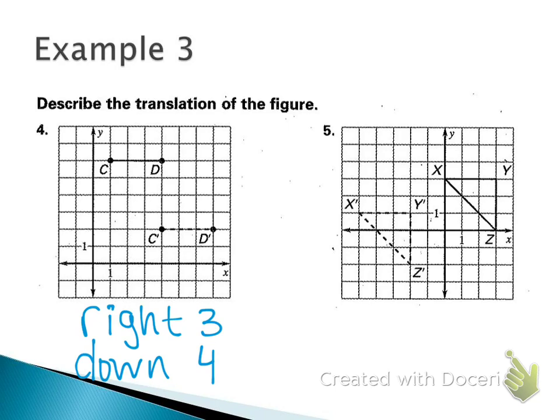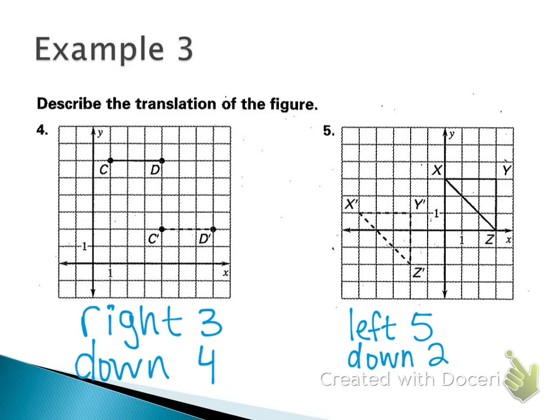On number 5, what point do you want to focus on? X, sure. We want to know what it takes to get from X to where? X prime. So, left or right? How many? 5. And then? Down 2. Okay, so we could choose another point like Z to check ourselves. We go left 5, down 2. That worked to get from Z to Z prime. We could check it another time with Y if we needed to, but I don't think that's necessary. Questions about describing translations?